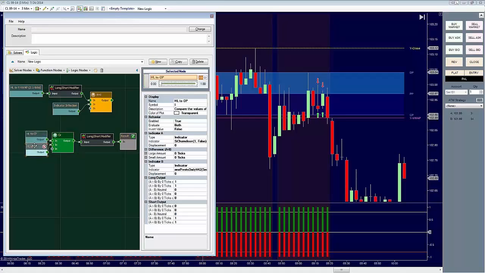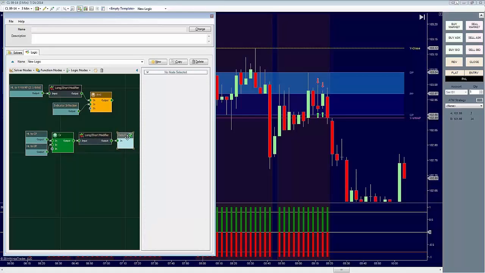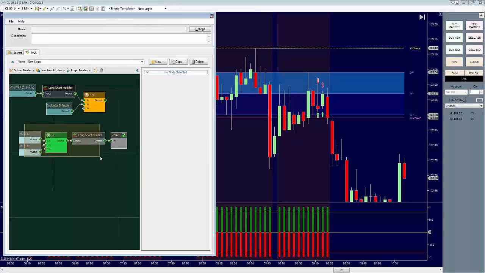So this is pretty versatile. I use this on many different systems. So this is very good to know here. This little setup right here.